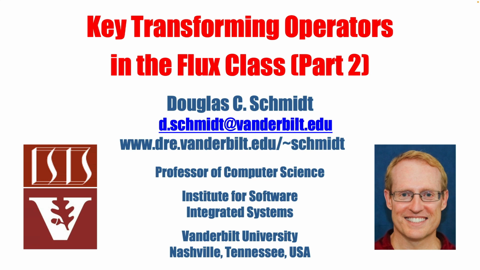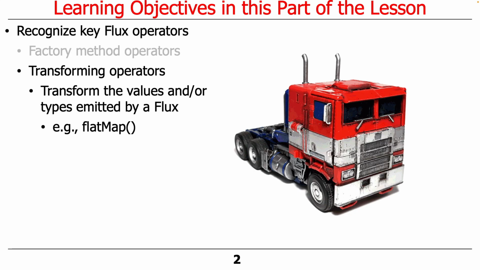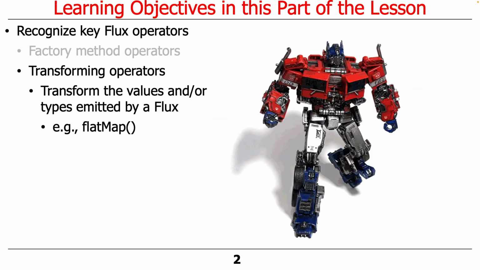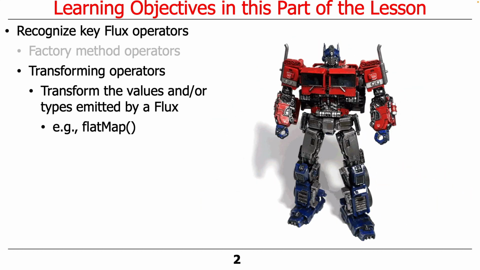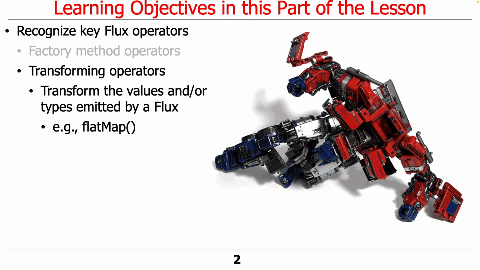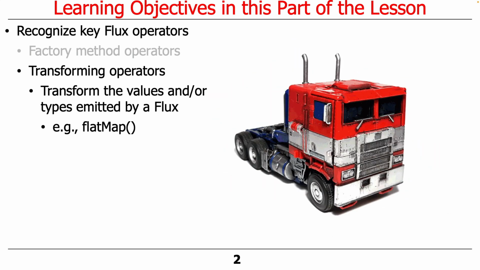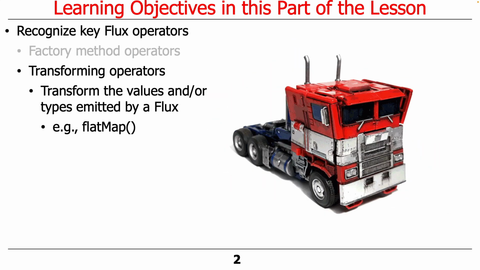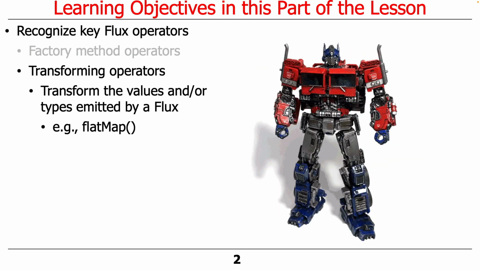We're now going to turn our attention to some more transforming operators in the Flux class. If you recall, we talked about the map transforming operator. And now we're going to talk about the flatMap transforming operator. And this is a really powerful operator. It's very popular. It's very widely used. If you program with Project Reactor, if you program with RxJava, you've absolutely got to understand how flatMap works.